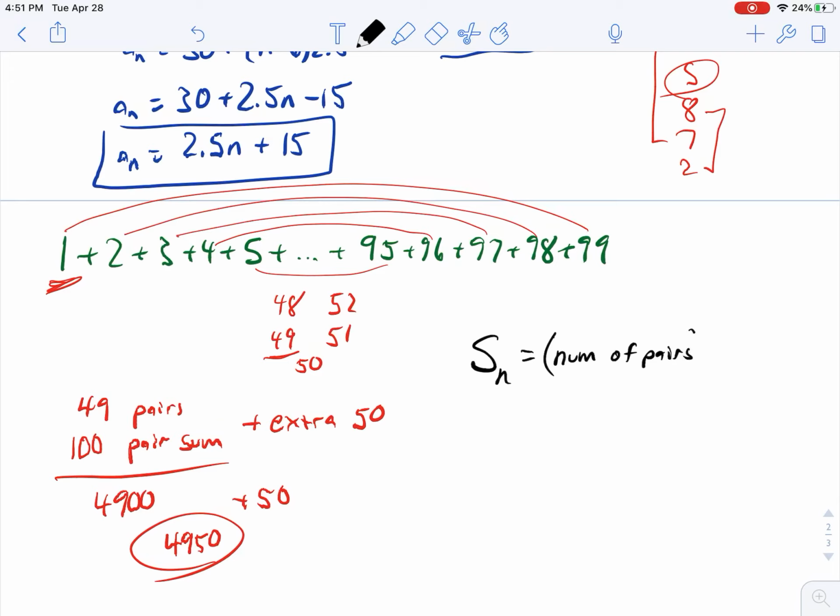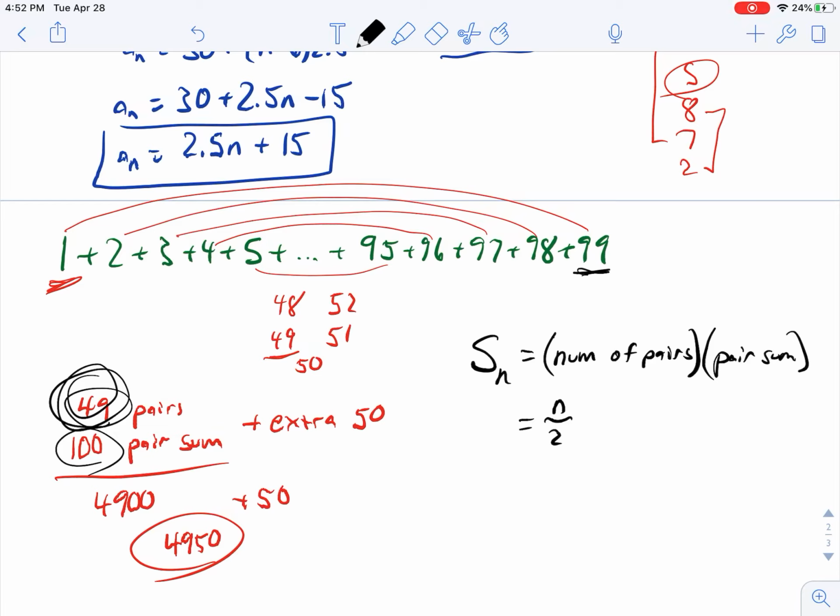How did we do that? Is there a way to generalize what we did? Yes. So we're going to use capital letter S for sums. So the sum of n terms, you need to find the number of pairs. So number of pairs. In this problem, it was 49. You need to find the pair sum. In this problem, it was 100.